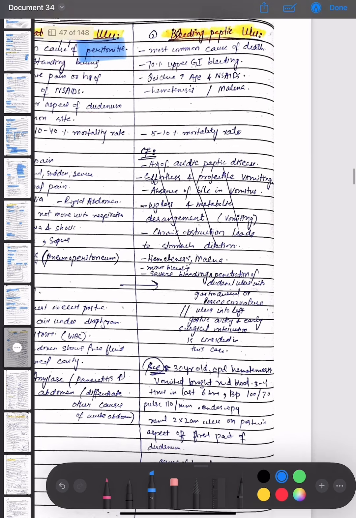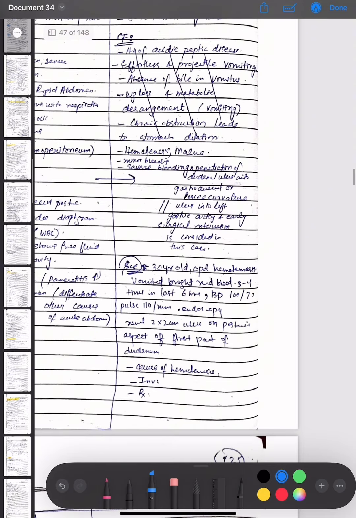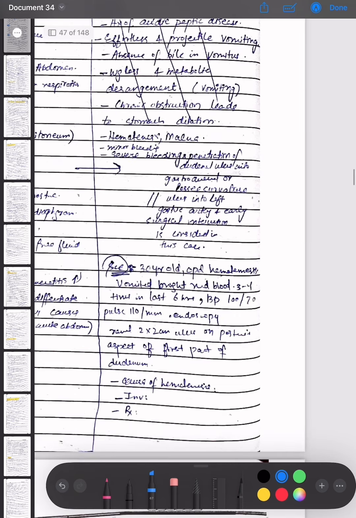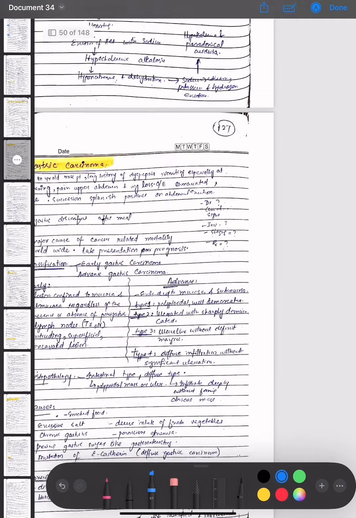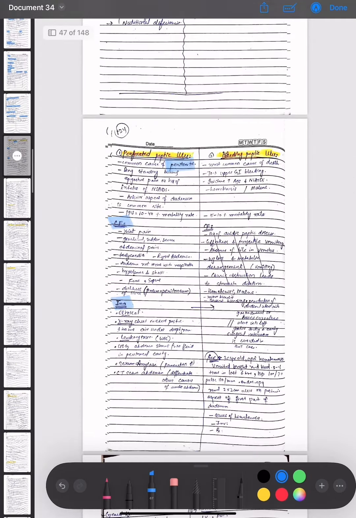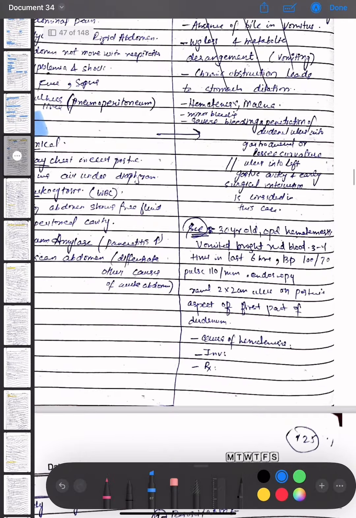Now what is the bleeding peptic ulcer? The clinical features are hematemesis, melena, minor bleeding, severe bleeding, penetration of the duodenal ulcer into the gastroduodenal artery, or lesser curvature ulcer into the left gastric artery, and early surgical intervention is considered in this case.